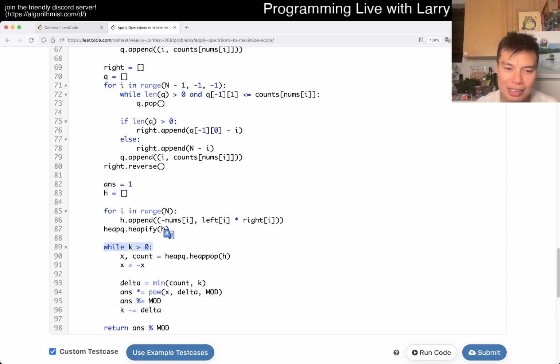And while K is greater than 0, and the total of all these will always make this true, then you just return answer.